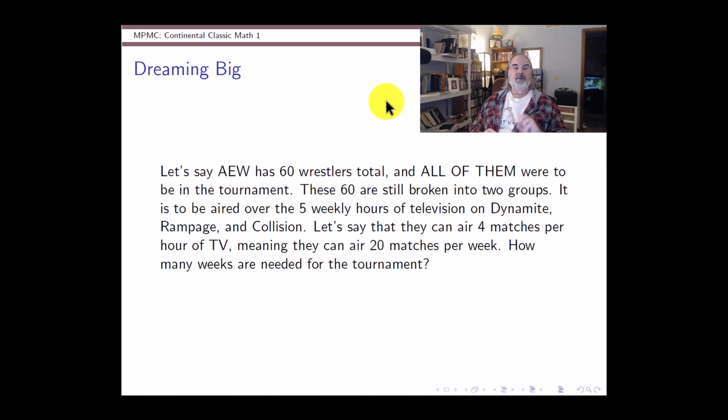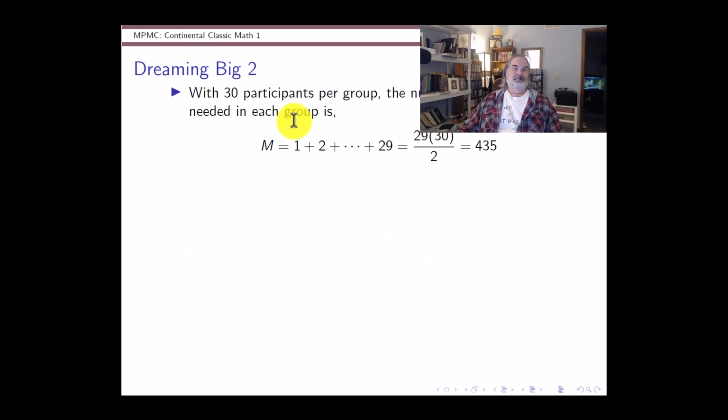Dynamite's 2 hours, Rampage 1 hour, Collision 2 hours. So 5 hours of television per week, and let's say that they can air 4 matches per hour. So in a week, they can show 20 matches. So to have a tournament that's going to take all 60 of their wrestlers, and again, that's a number I've just made up because it's nice and round, 20 matches per week, how many weeks is it going to take to complete the entire tournament? All right.